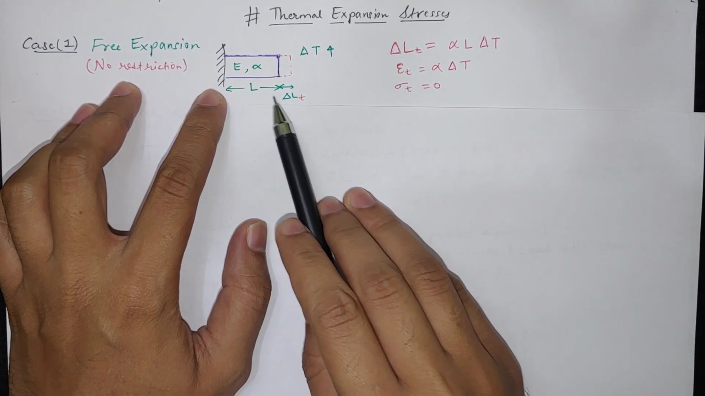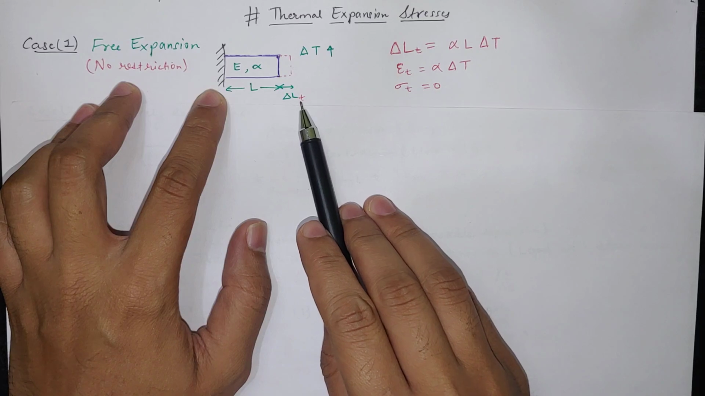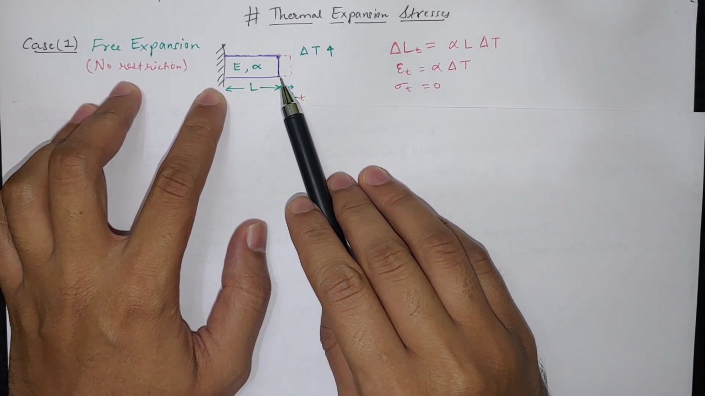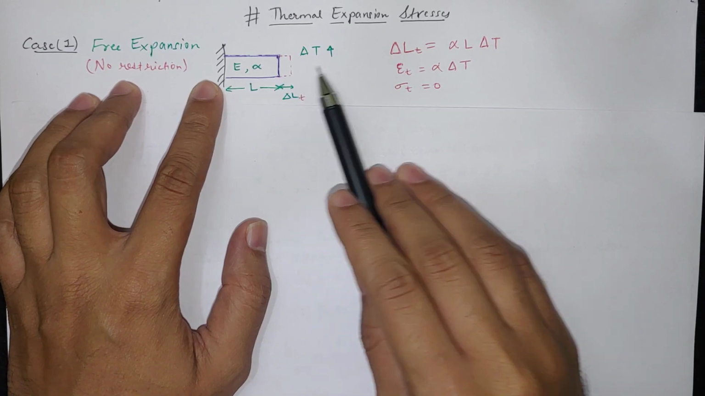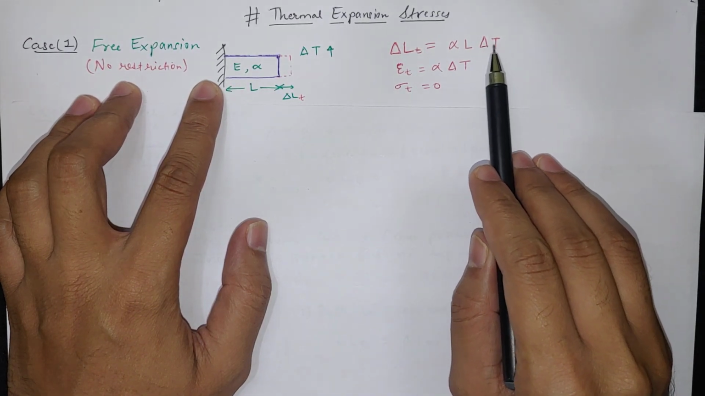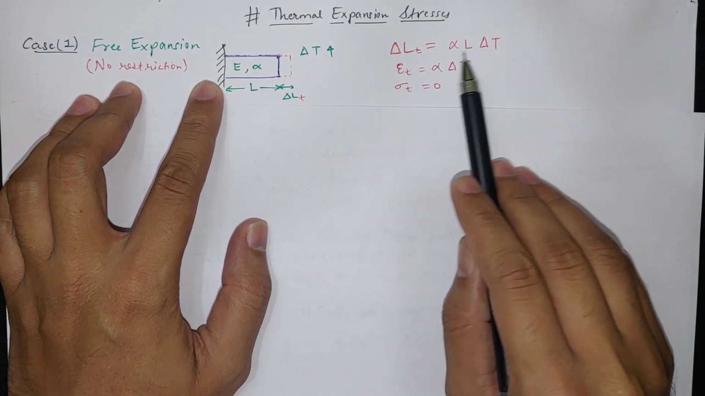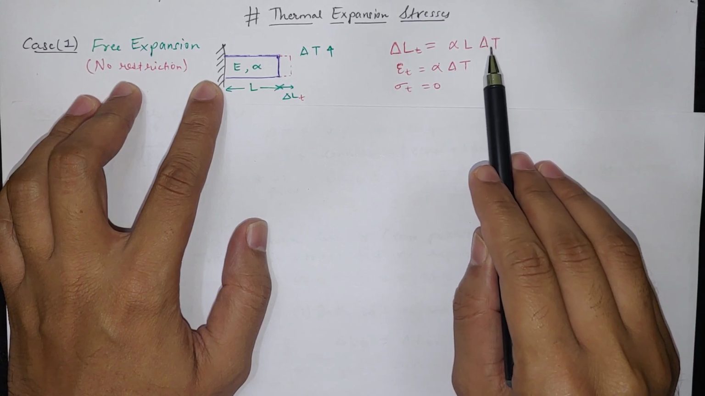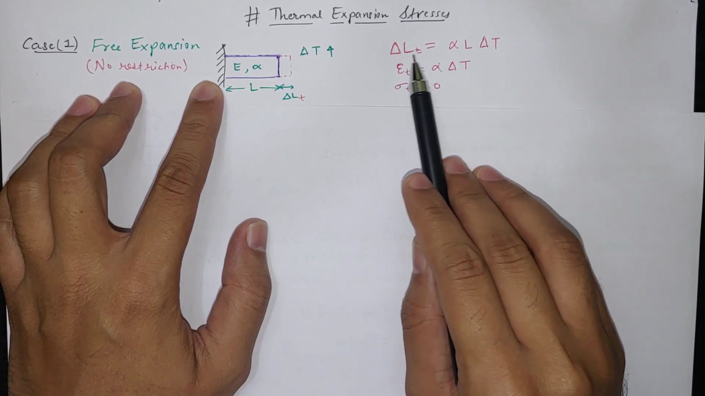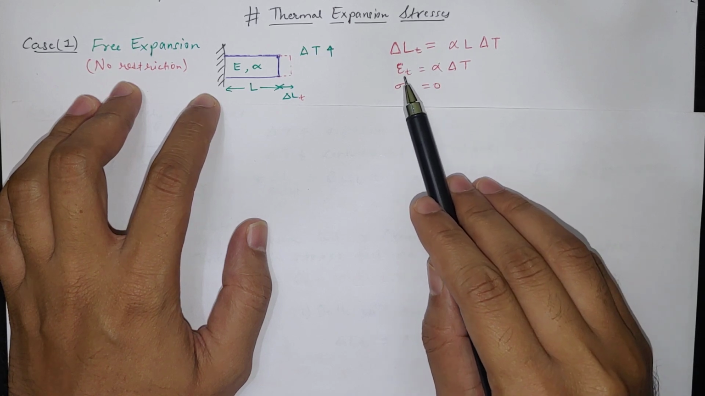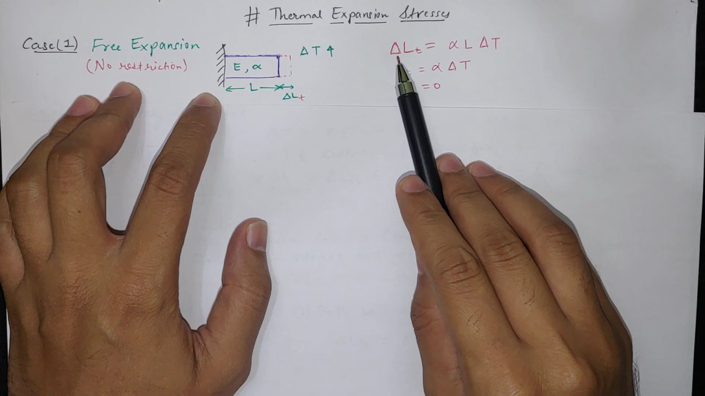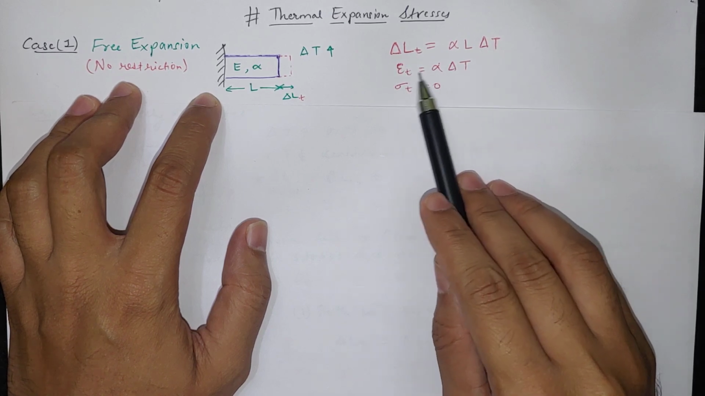The length is L. Now delta L T means the change in length due to thermal expansion. It is given by alpha L delta T. Alpha is the coefficient, L is the length and delta T is the increase in temperature. If it is decreasing in temperature, then delta T will be negative and delta L will be in the negative direction. Thermal strain is alpha delta T because delta L by L is alpha delta T.